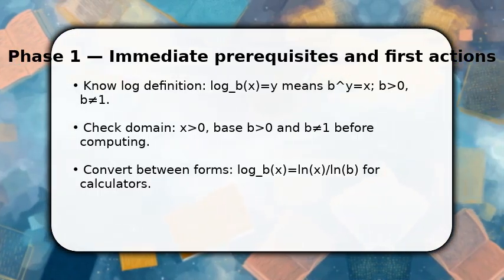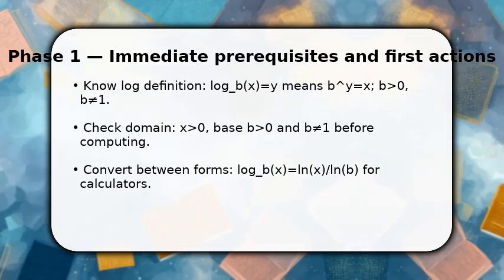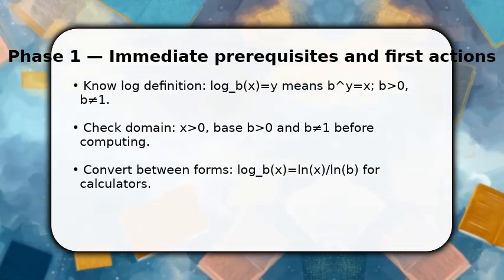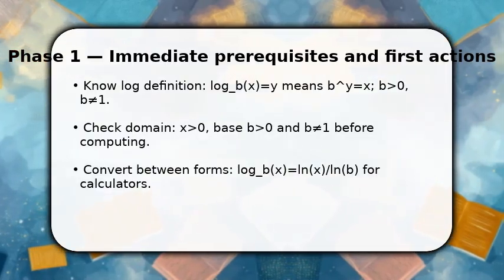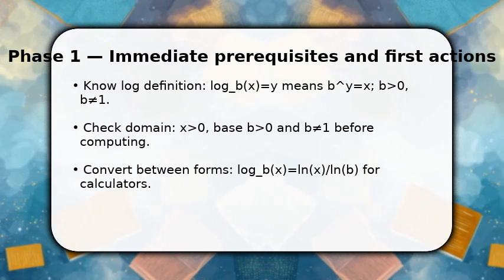Use change of base immediately when your tool only has ln or log on the calculator. Compute log_b x as ln x / ln b. Once done, you can simplify or plug values into equations.